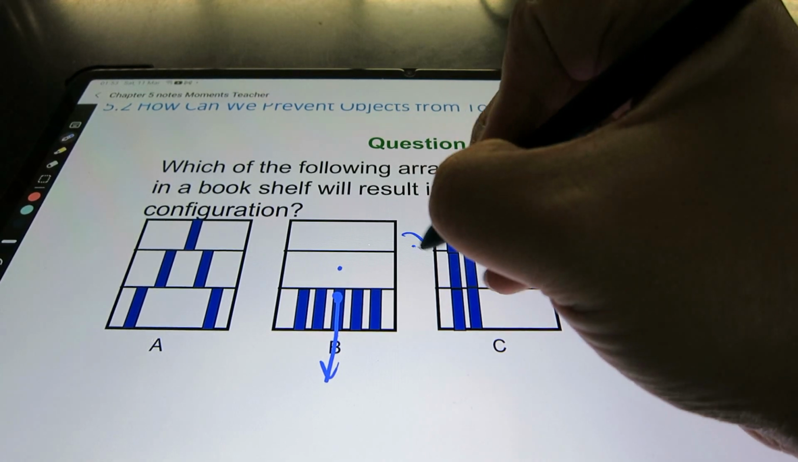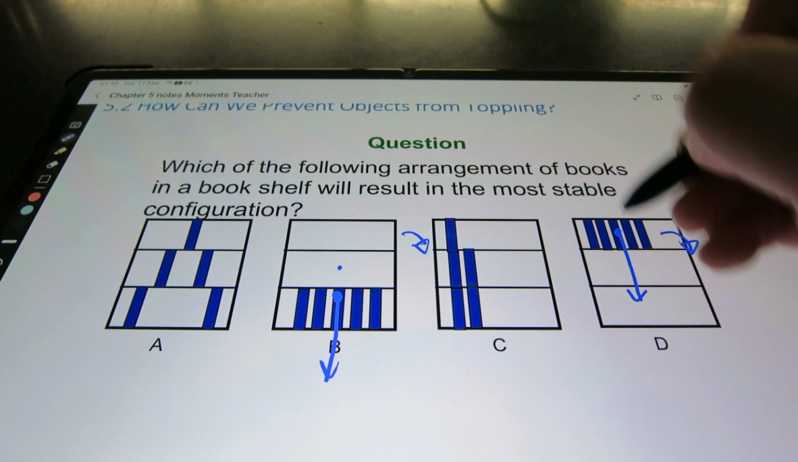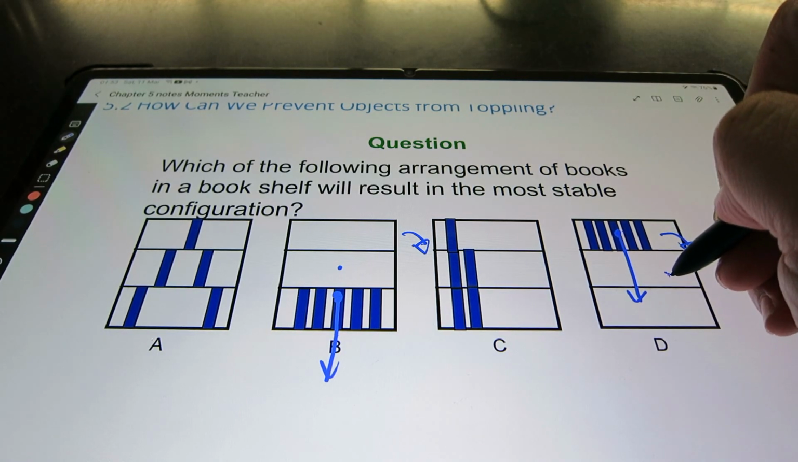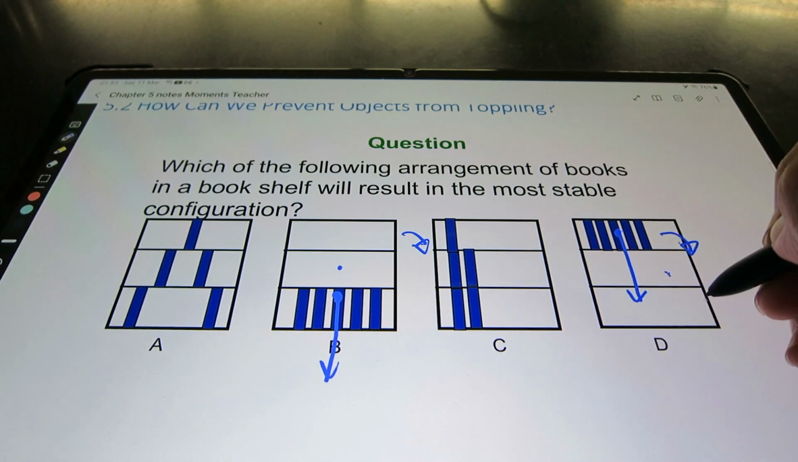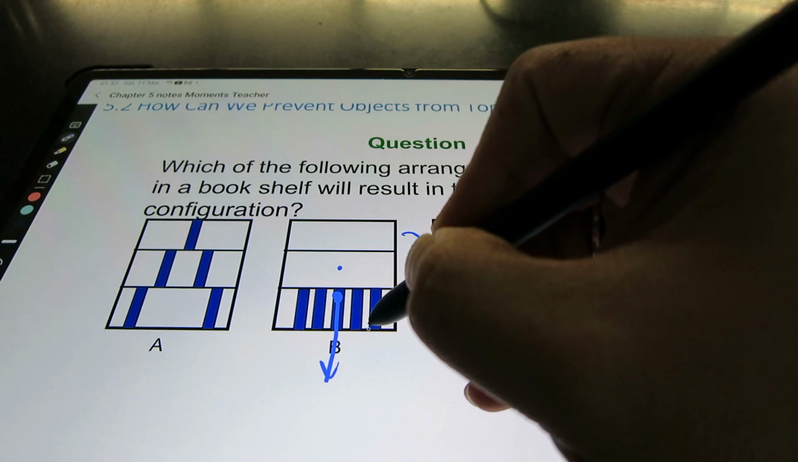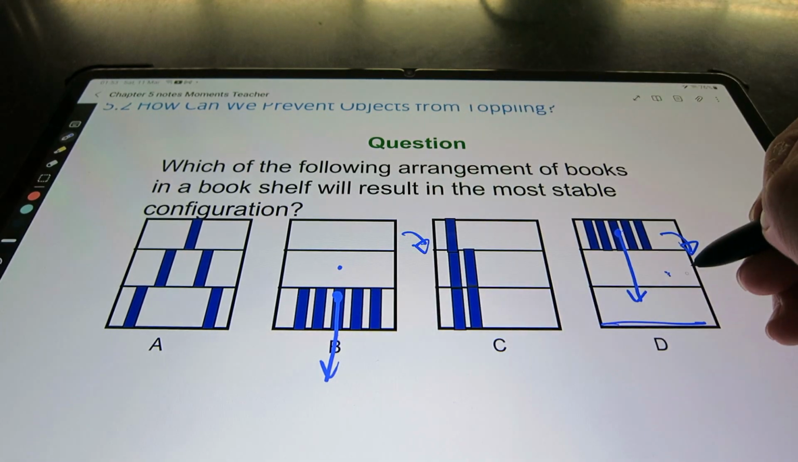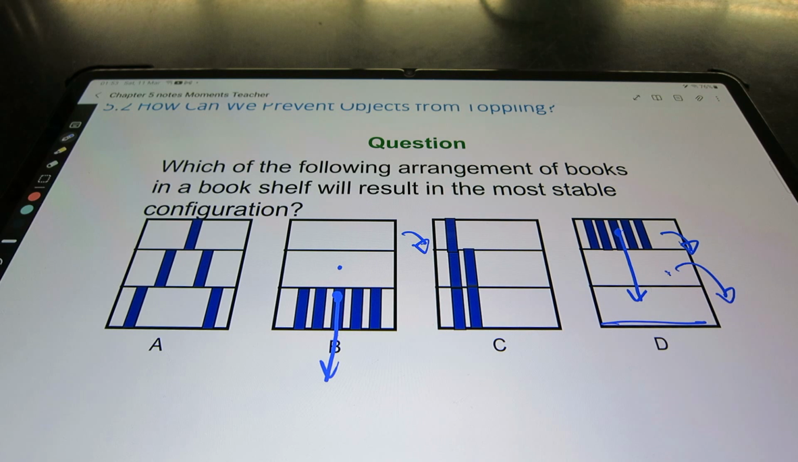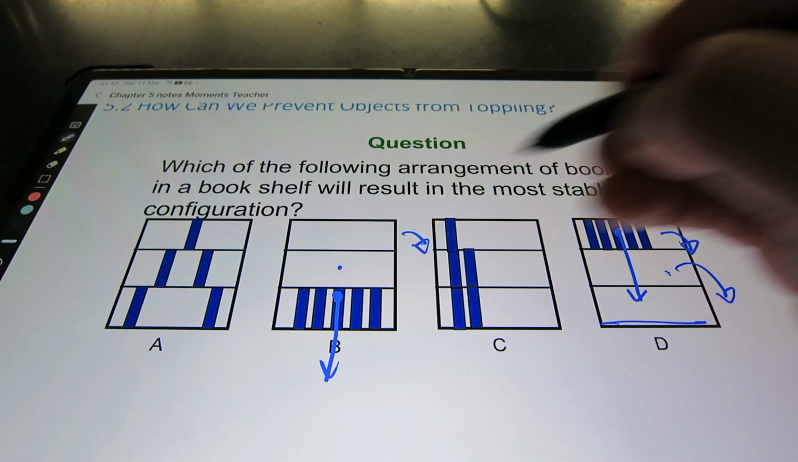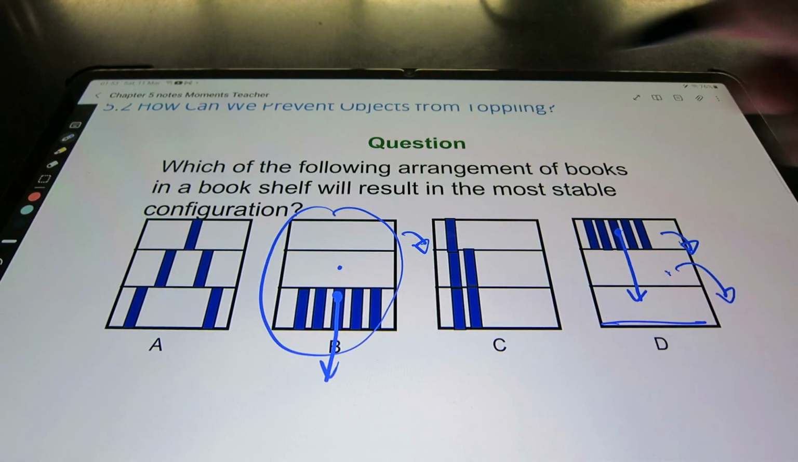So when I rotate it by a certain angle, for this fella, the line of action of the weight is more likely to fall outside the base area at the same angle compared to this one. And because it's more likely to fall outside the base area, it's going to topple compared to this one. So this is the most stable configuration.